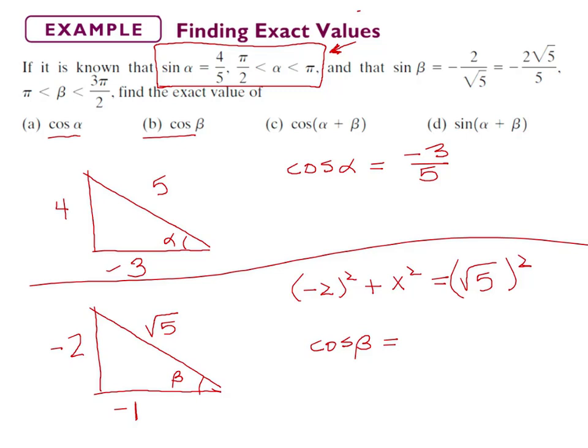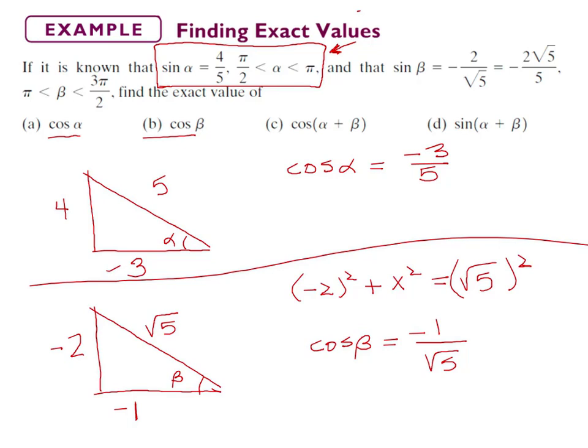Yes, Savon. So wouldn't it be negative root 1? Say again? For the beta triangle, wouldn't it be negative root 1? Negative root 1? No, it's negative the square root of 1. What's the square root of 1? Oh. Sorry. That's okay.